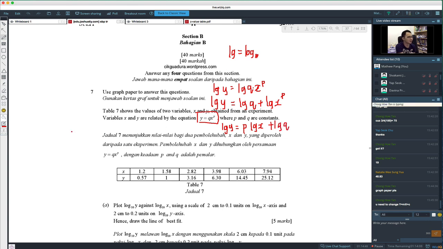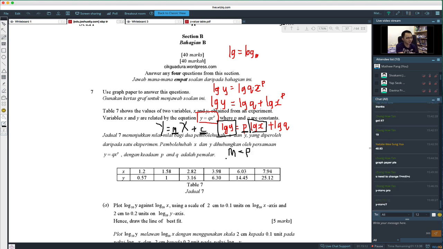Okay, so this is what we call y equals mx plus c. Because of the formula y equals mx plus c, the position of P is just nice for m. So my gradient is P. And the position for c is log Q. So I know my log Q is basically equal to my y-intercept. This is linear law. Linear law is whatever equation you change into the straight line equation y equals mx plus c.